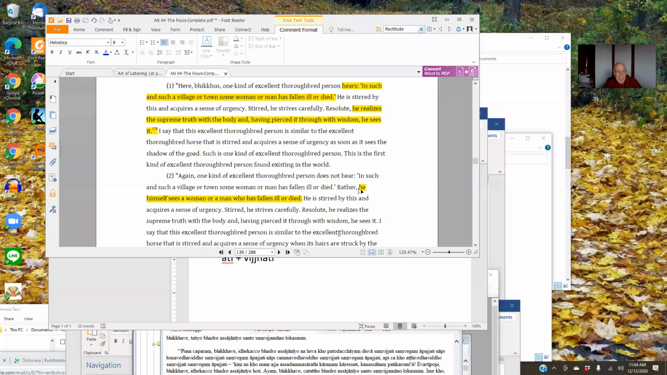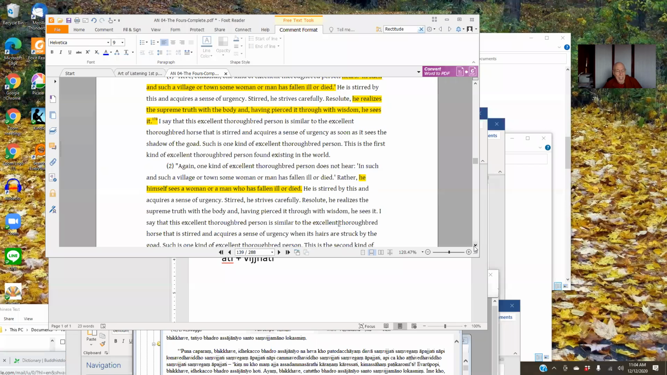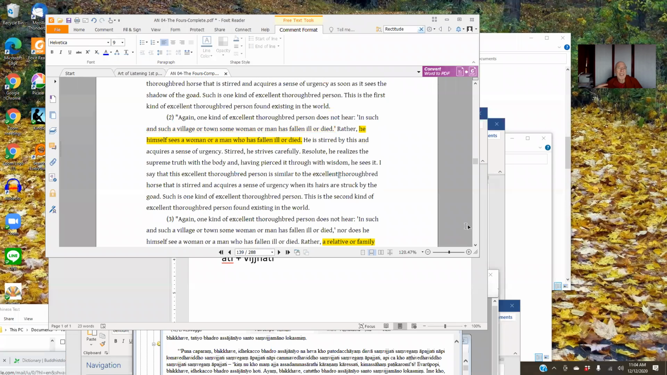Then the second case, one sees that a woman or man has fallen really ill or has died. This is a little like the experience, according to the traditional legend of the Buddha, that he had when he took that journey outside the palace, and saw the sick man, the old man, and the corpse. So one sees one who is ill or dead, then one is stirred to a sense of urgency.